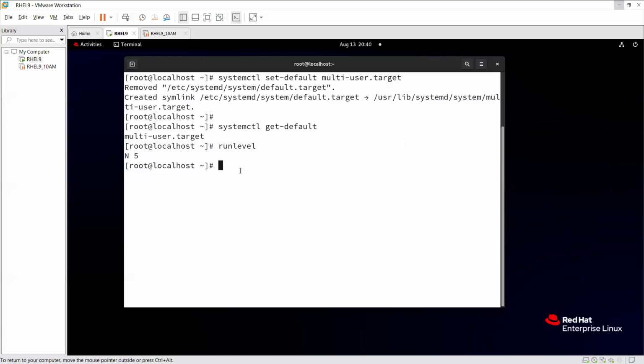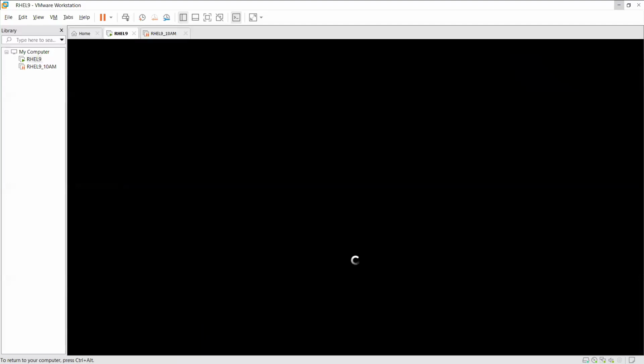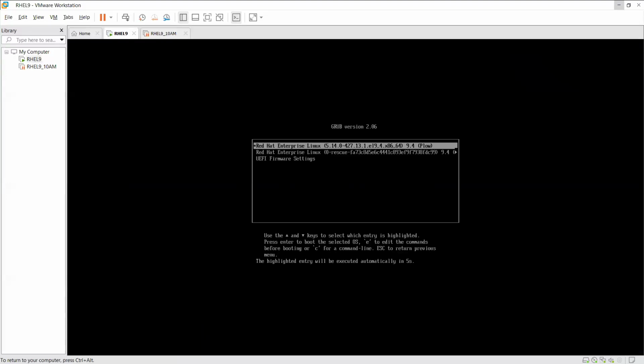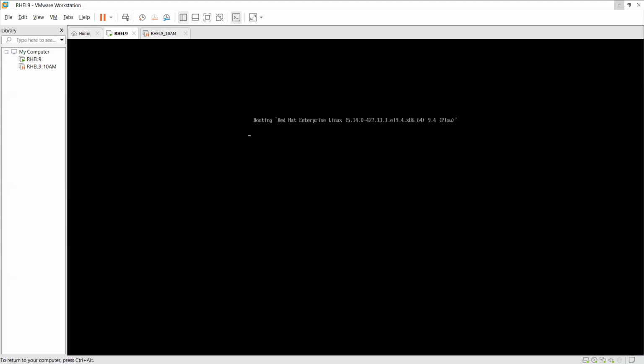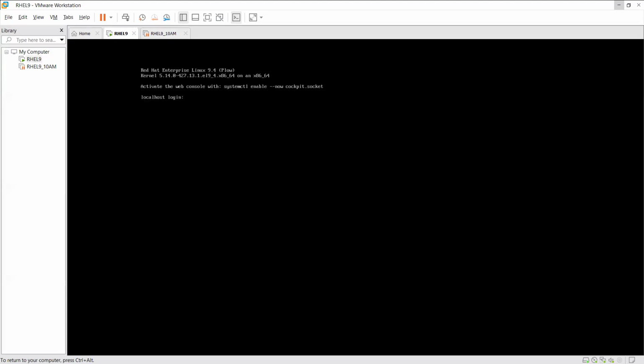So now if I reboot my system, what happened? Observe. I mean, how to change the values at boot time. Now the system has been rebooted. Is it a graphical method or is it a command line method? Yes, this is called command level.